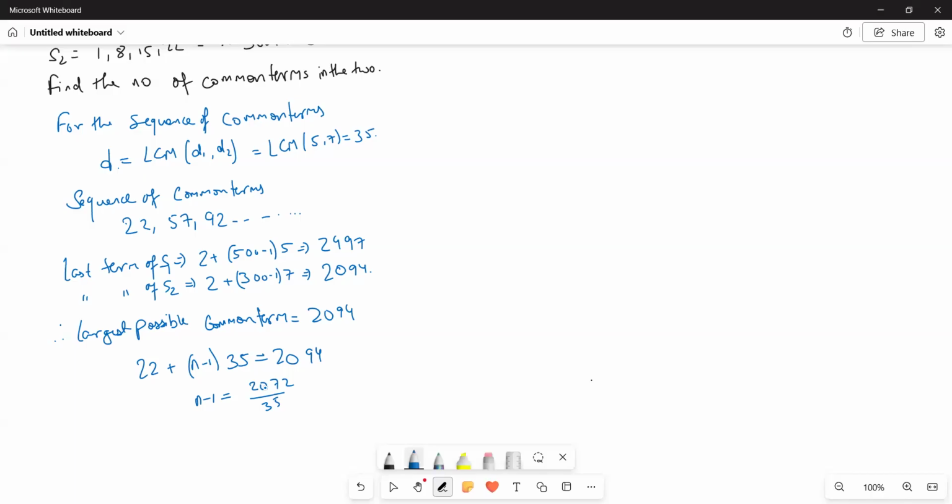Sir, the last term of S2 is 2095? No, it will be 2094 only. No sir, it is 2094. 2 plus 300 minus 1 into 7. n minus 1 comes out to be 59.2 something. But obviously n minus 1 has to be an integer, so it can't be 59.2. So what would we take it as? We'll take it as 59, so that will give us n as 60. So what is the number of common terms between the two sequences? 60. There will be 60 common terms in the sequence of the common terms.